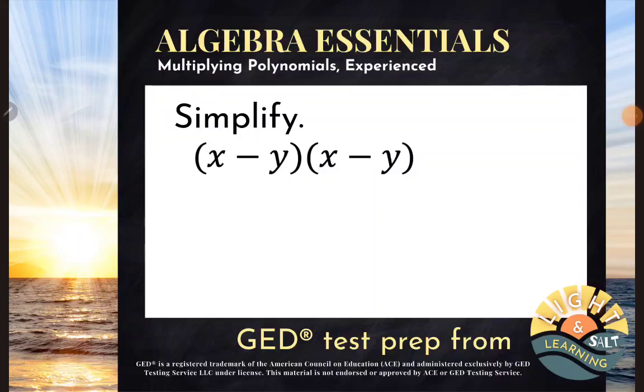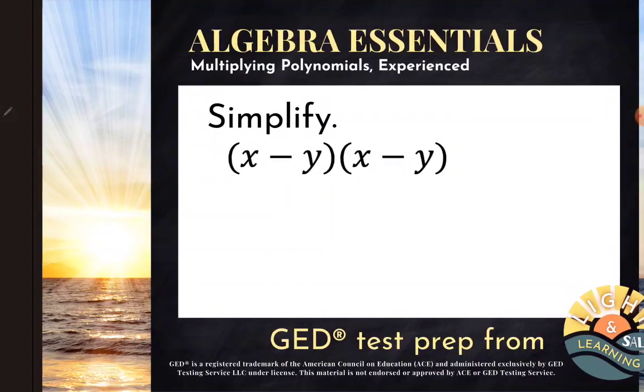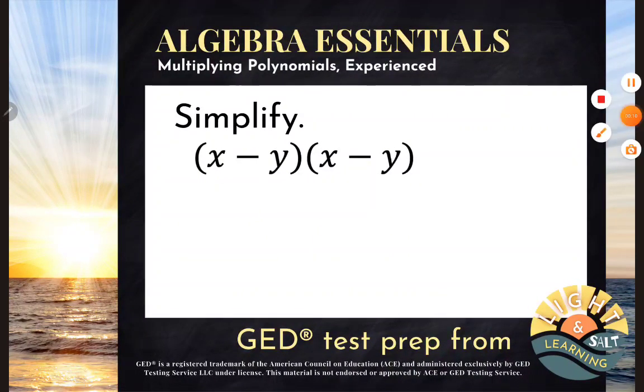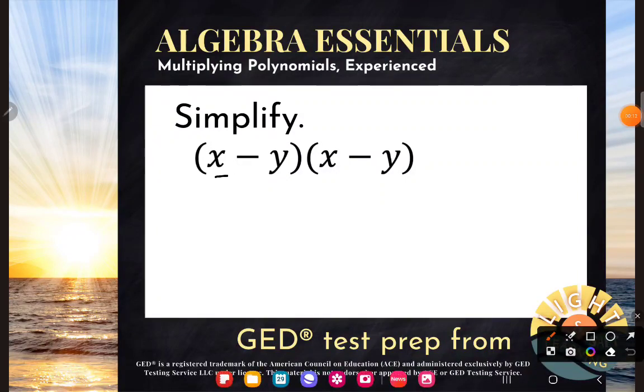Hello, algebra students. Let's keep multiplying some binomials here. And by binomial, I just mean a group that has two terms. So this first grouping here has two terms, an x and a negative y, with another group that has two terms. That's what binomial means, two things adding and subtracting. So we're going to multiply these binomials with each other.